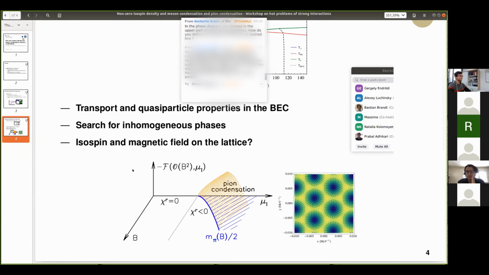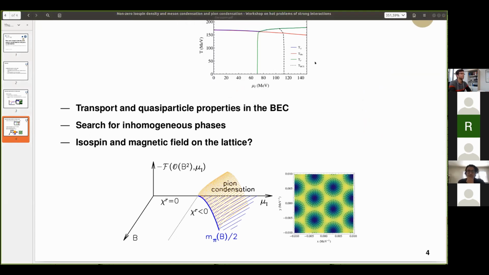So a specific question to the lattice people. Let's assume that you would, or how realistic is it to investigate inhomogeneous phases for non-zero B? Yeah, maybe I can comment on that. Yes, please. So that's a good question.